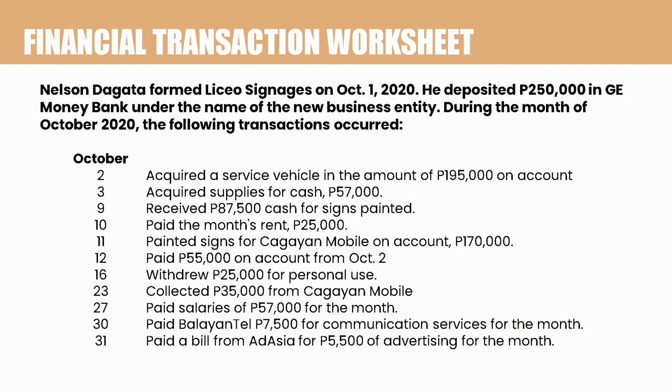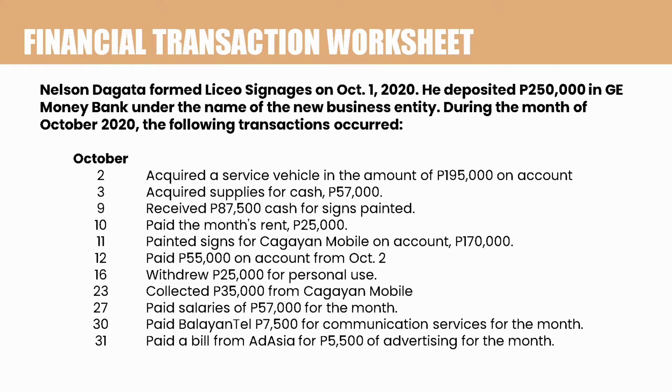So here in our screen, we have a problem here. Nelson Dagata formed Liceo Signages on October 1, 2020. He deposited 250,000 pesos in GE Money Bank under the name of the new business entity. During the month of October 2020, the following transactions occurred. So, itong mga transactions na to, iisa-isahin natin sila at ilalagay natin or i-record natin sila in our financial transaction worksheet.